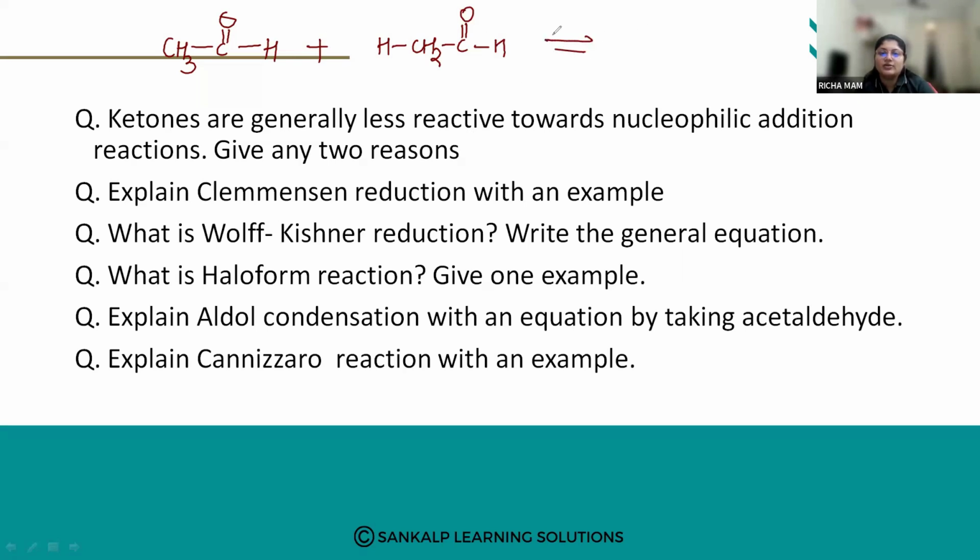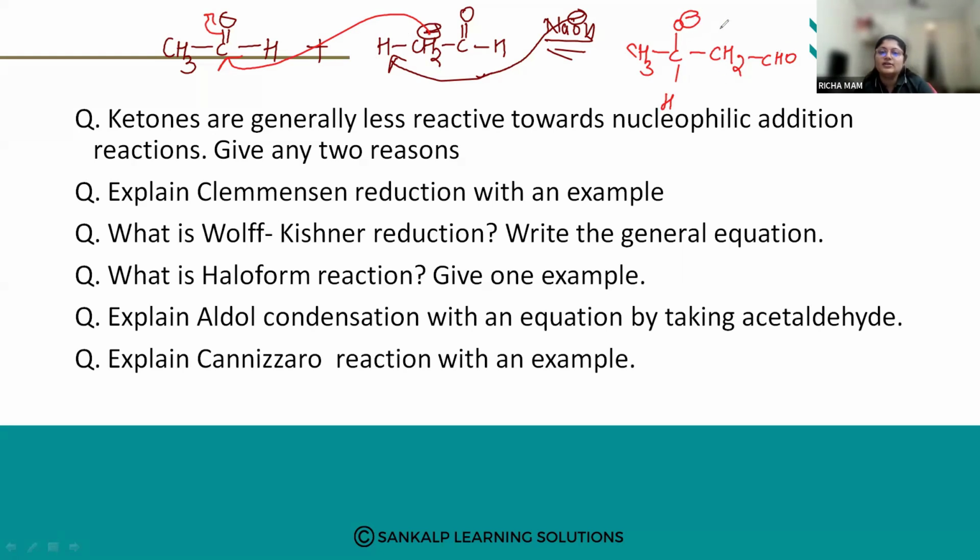So what will happen? You have a base, NaOH. This base will abstract the proton, and this carbanion will attack the carbonyl carbon. This bond will polarize. So write it now: CH3 CO minus H, CH2 CHO.